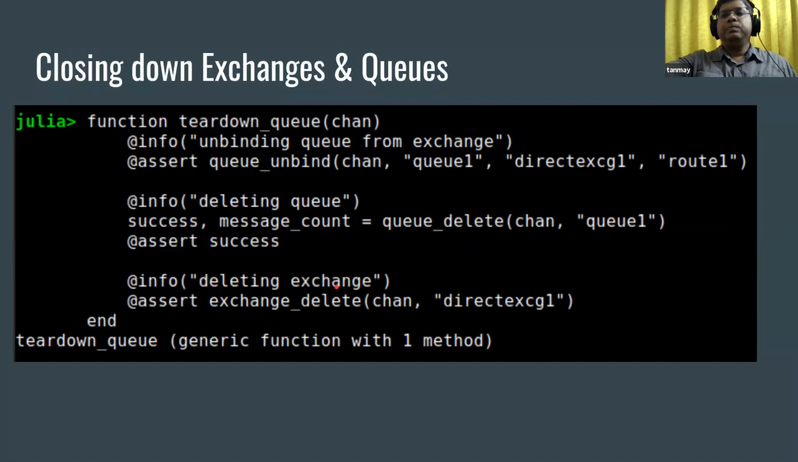All right. So we created these queues and exchanges to work with. So when we are done with them, we must destroy them and clean up. To clean up, we just do the reverse. We unbind the queue and we delete the queue and we delete the exchange. That's it.